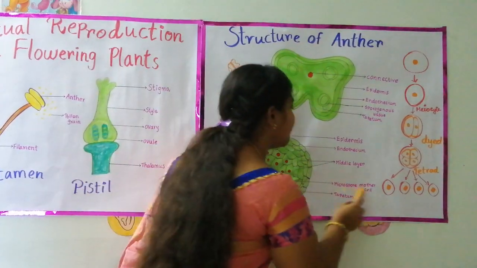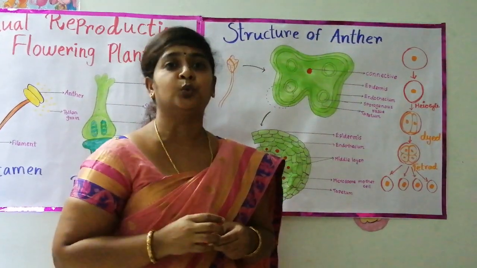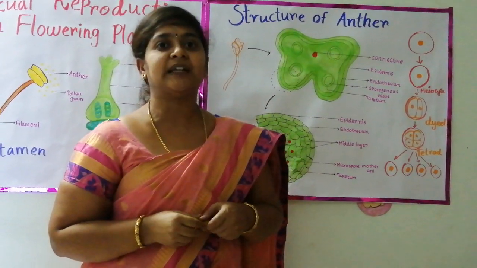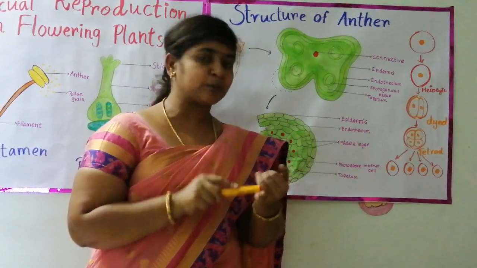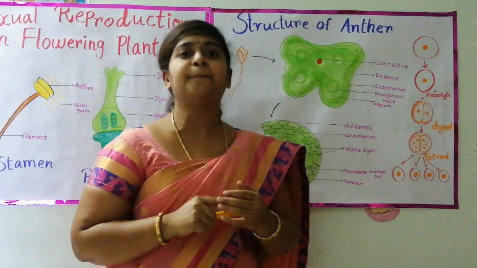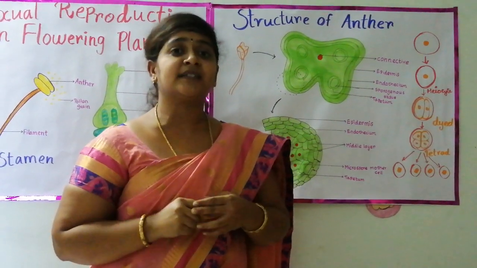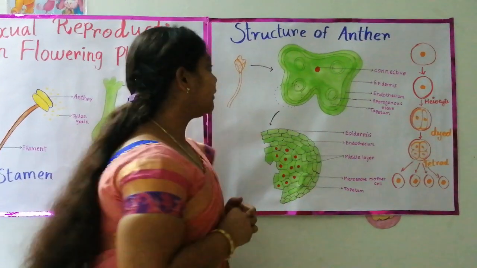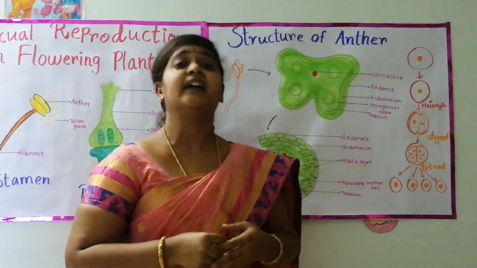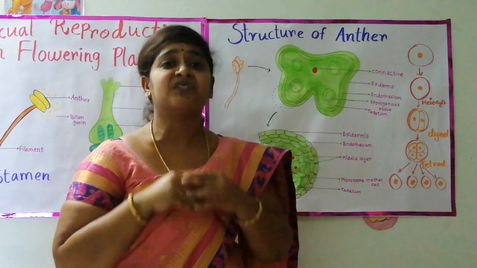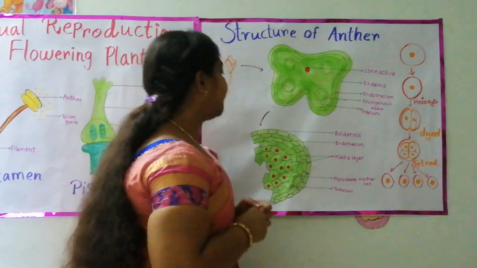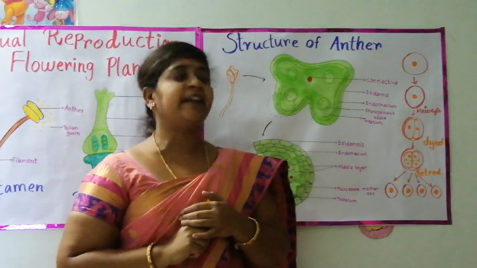And the microspore mother cell, what will it do? The spores may undergo meiosis. There are two types of cell division we know: mitosis and meiosis. Mitosis is the equational division and meiosis is the reductional division. Here the spores are always diploid in nature. What do you mean by diploid? Diploid means cells which contain 46 chromosomes. So the spores are always diploid in nature.